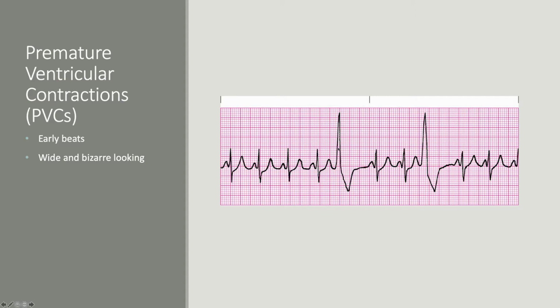One, they come early. So here we see this nice pattern that's established here, right? We go about 3 big boxes, 3 big boxes, 3 big boxes, and now 2 big boxes, not even 2 big boxes. And we have this early beat. So it's an early beat and it's wide and really goofy looking. That's usually a PVC.